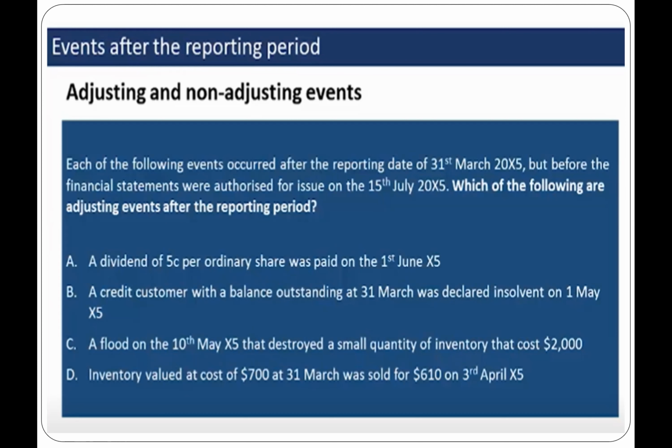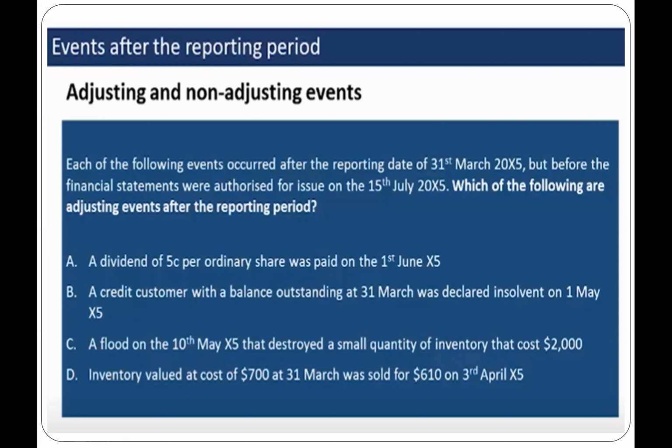So A is not part of the answers. A credit customer with a balance outstanding at 31 March was declared insolvent on 1 May. So we said a person cannot become insolvent overnight, which means these problems existed in this customer's company for some time before it was made public. So we are saying since his debt was outstanding at 31 March, the fact that he was declared insolvent on 1 May does not matter.